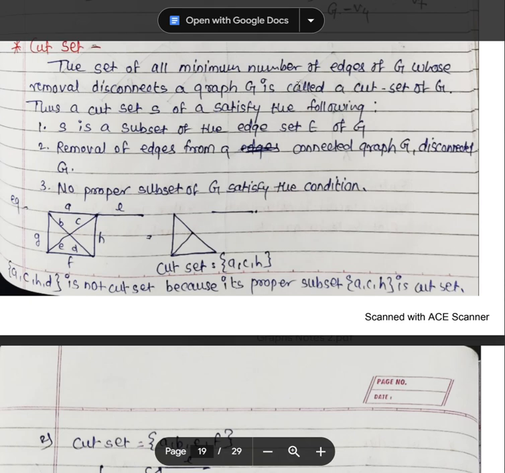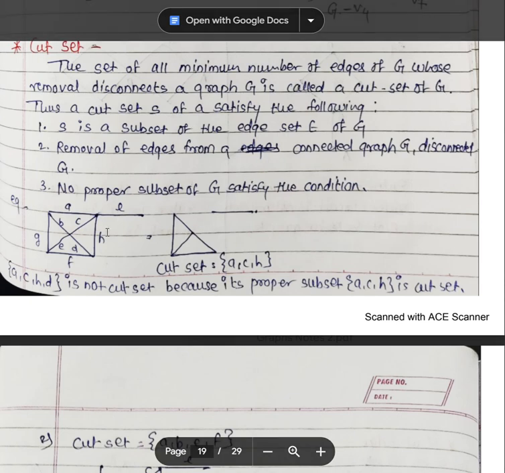The set of all the minimum number of edges of G whose removal disconnects a graph G is called a cut set of G. Thus, a cut set S satisfies the following: S is a subset of the edge set E of G.